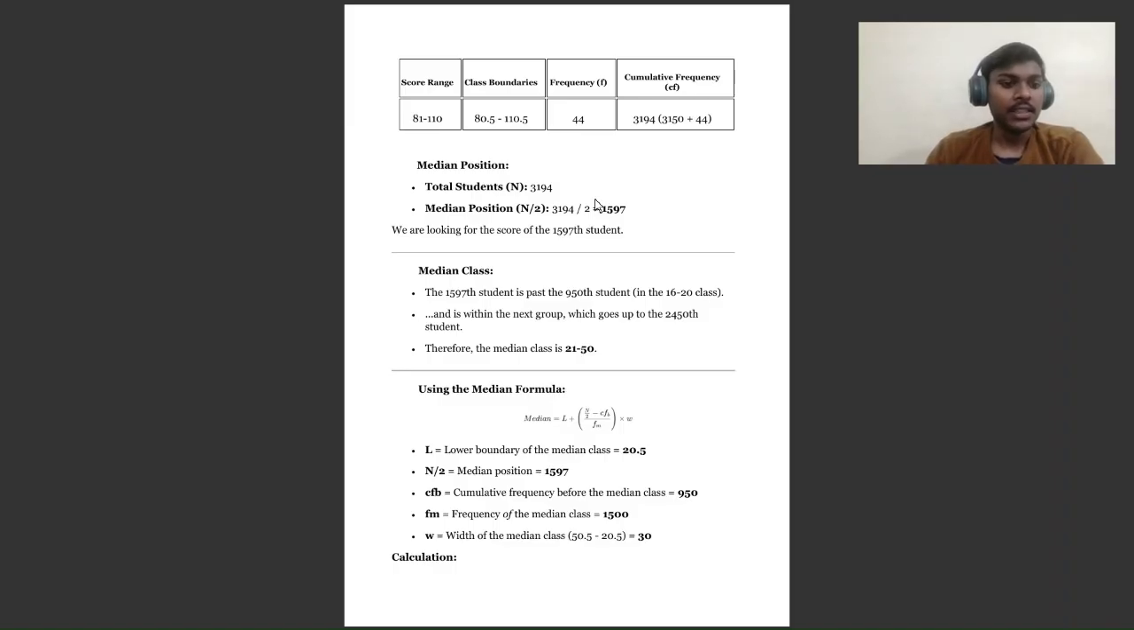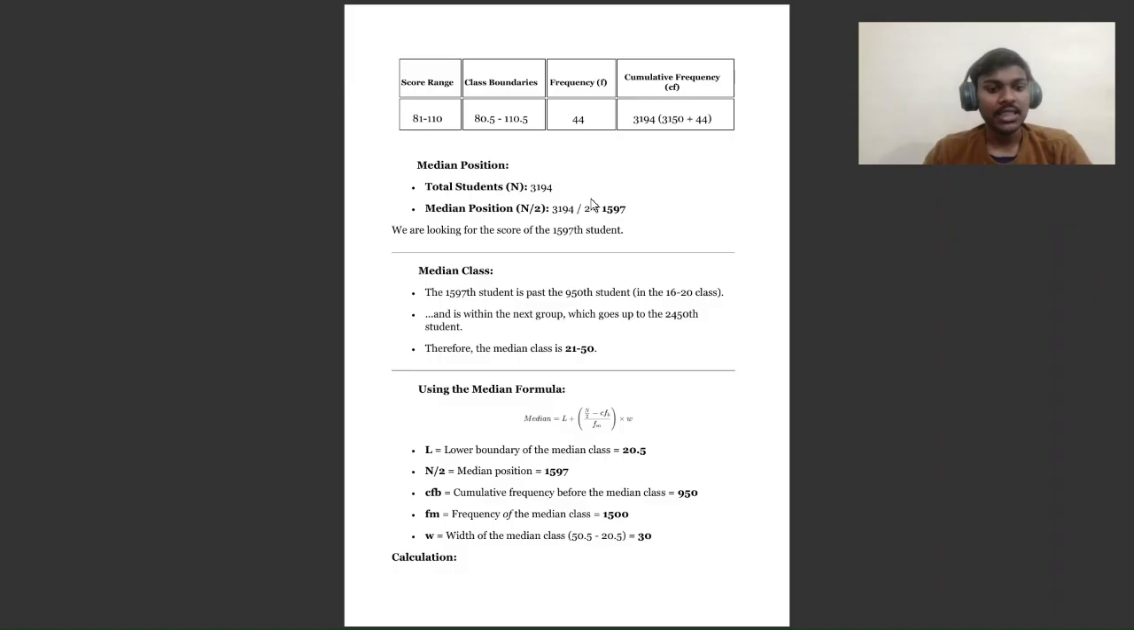Step 5, substitute and compute, which is purely our calculation part. From our median formula, we have 1597 minus 950, which is 647. 647 upon 1500 is 0.4313. 0.4313 into 30 comes out to be approximately 12.94. And finally, the median comes out to be 20.5 plus 12.94, which is 33.44. Again, an approximate value. So the approximate median score is 33.44.